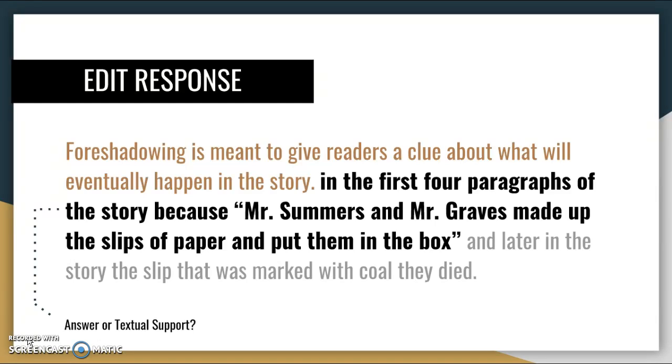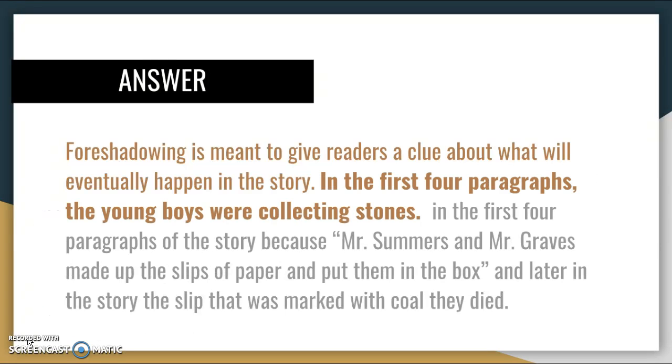But before we get to the quote, you have to give a definite answer. So let's cut this out and write, in the first 4 paragraphs, the young boys were collecting stones. That's an answer, a simple one. That's not a long sentence. It's not complicated. It lets me know that in the first 4 paragraphs, the young boys were collecting stones, and I'll explain later why that's an example of foreshadowing.